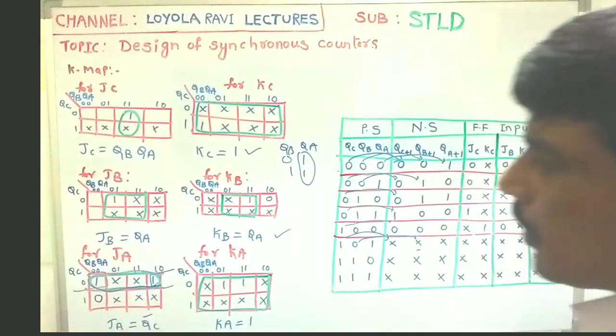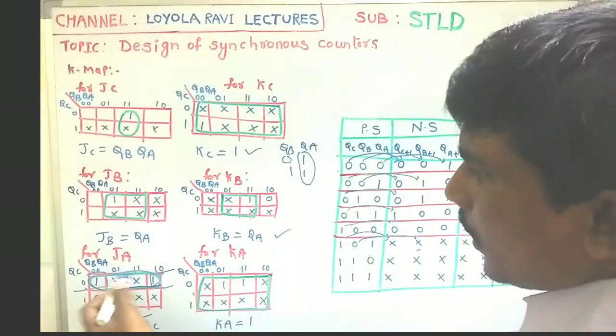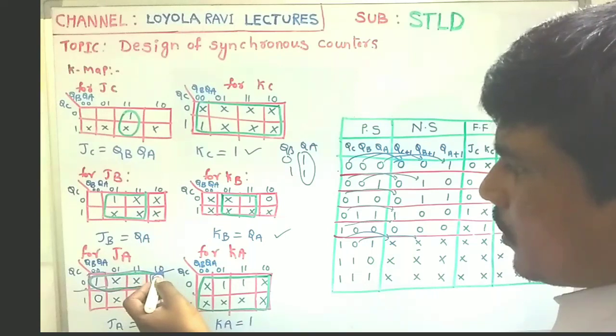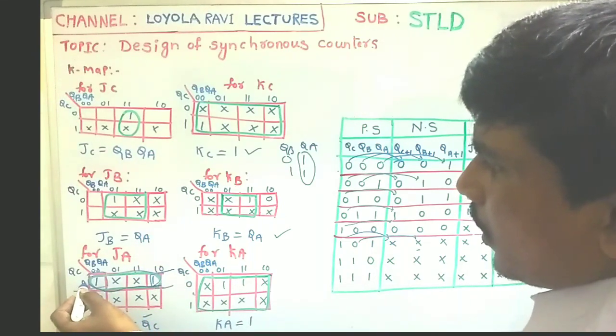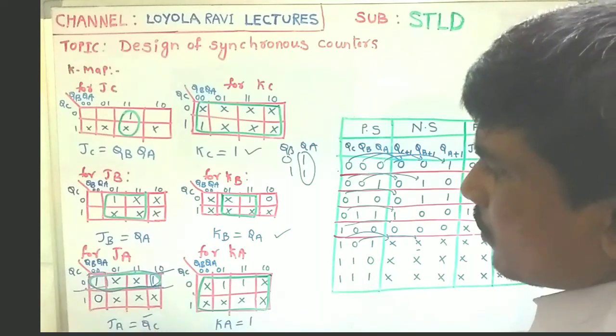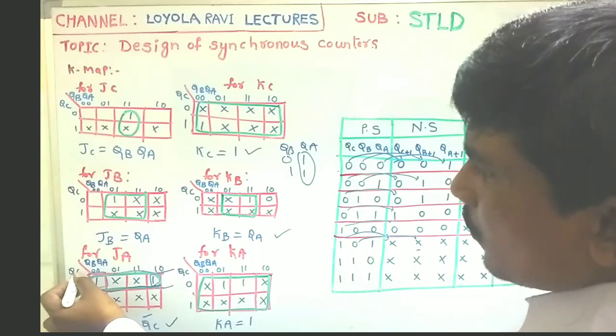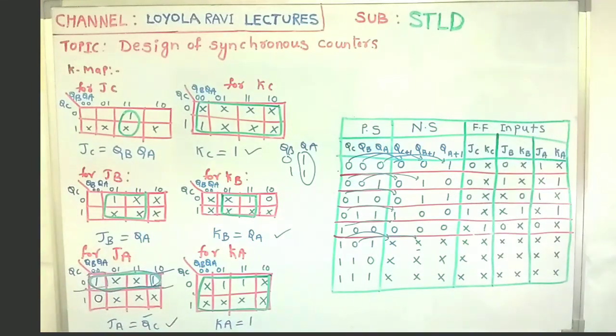Quad. Okay. Then for this one, what are the common terms? Vertically there is no common term: 0, 0, 0, 1, 1, 1, 1, 0. Horizontally we have only QC. Here 0 is nothing but QC bar. That's why the related variable is QC bar. Then go for KA.